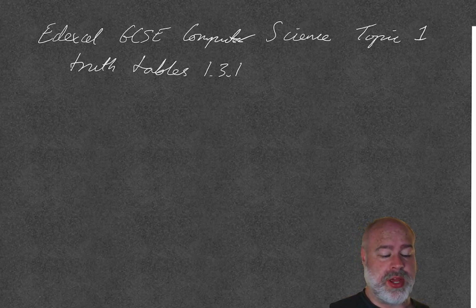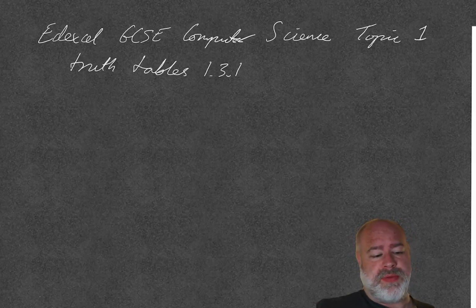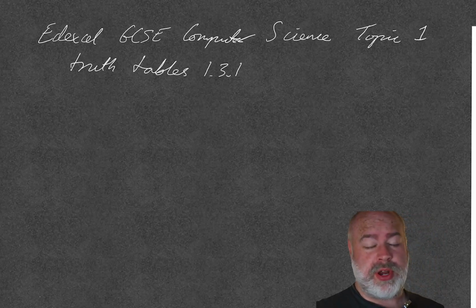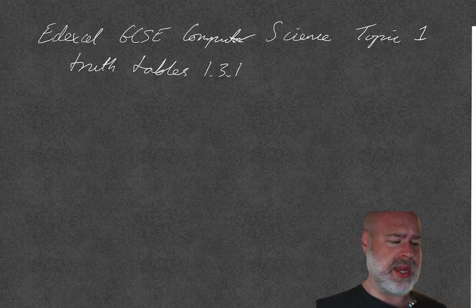We're going to be looking at truth tables, which is part of topic 1. The specification reference is 1.3.1 from Edexcel GCSE Computer Science. And this will be good in preparation for any questions that come up on truth tables in the exam.